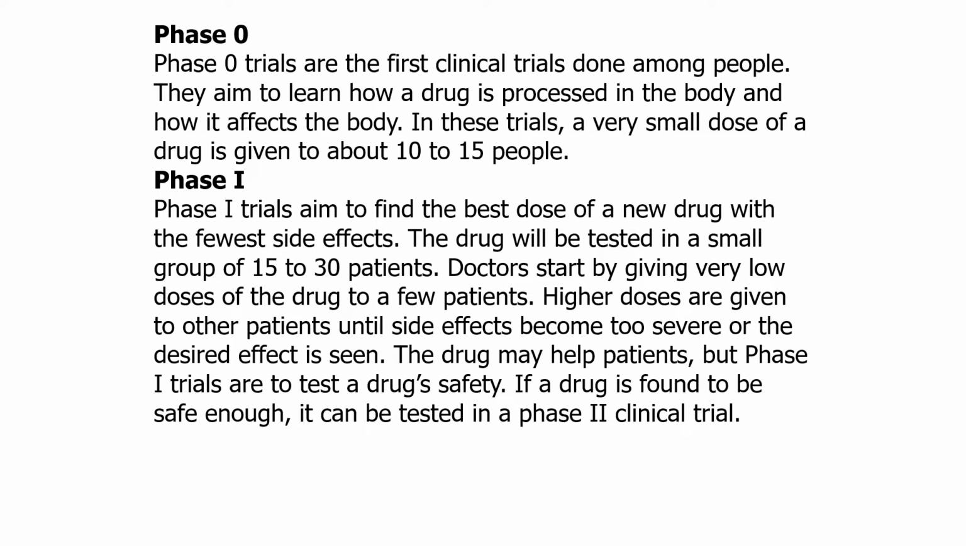Find the best dose of a new drug with the fewest side effects. It will be tested in a small group, 15 to 30 patients. Start by giving very low doses, with higher doses given to other patients until side effects become too severe or the desired effect is seen and the drug may help patients. Phase 1 trials are to test the drug's safety. If a drug is found to be safe enough, it can be tested in a phase 2 clinical trial.